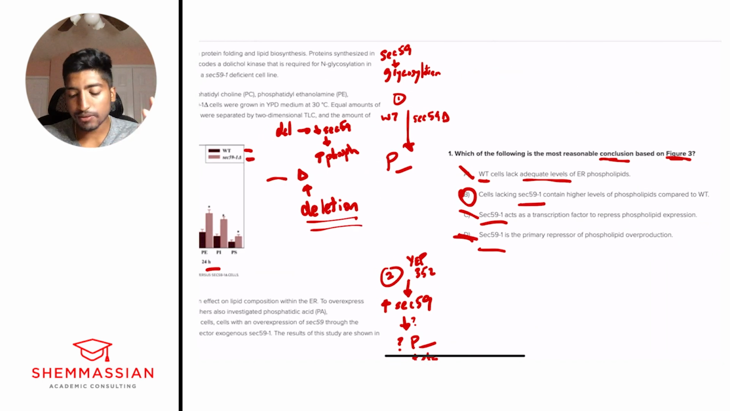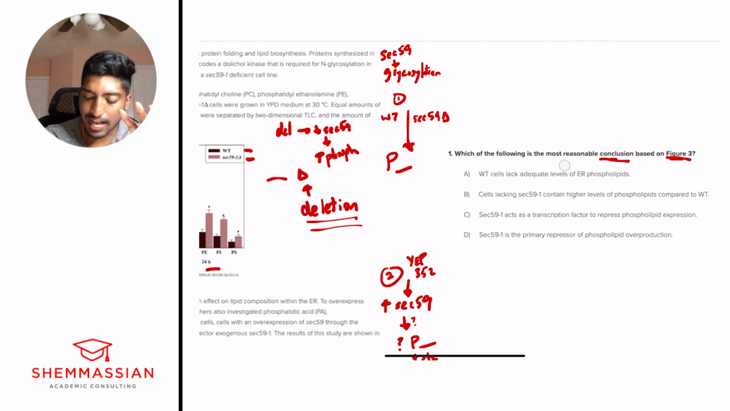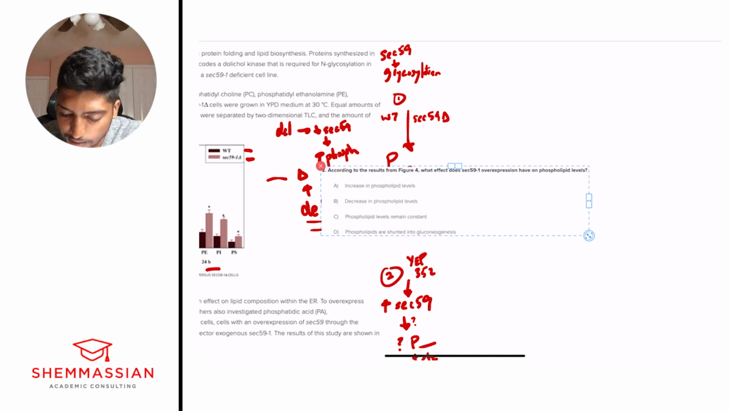And B is a simple answer, and never be afraid of the simple answer. We're going to stick with B because it tells us exactly what the trend is. And with that, we're 1 for 1. On to question number 2.